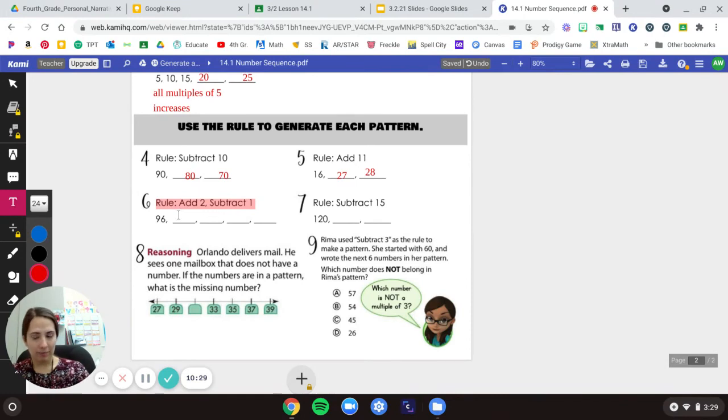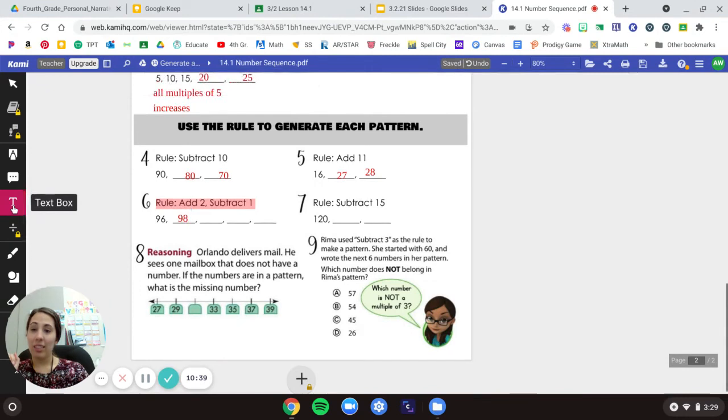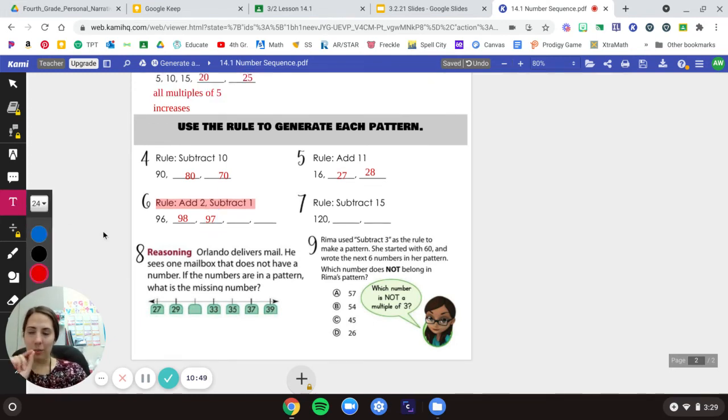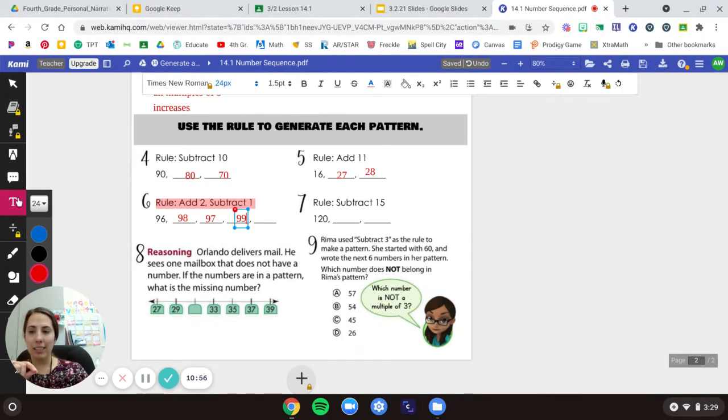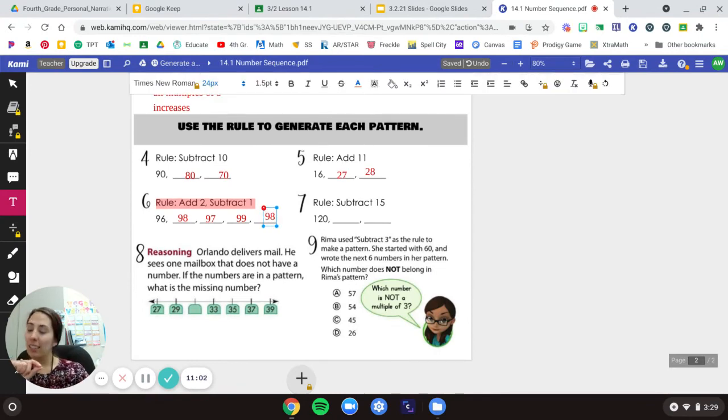Now, this one is a little different. First, it told us to add 2. So we do 96, and we add 2 to make 98 for our first number. Now we look at that subtract 1. 98 minus 1 is 97. Pause and think if you didn't get it. What should our next number be? We're going to add 2 again, so we should be at 99. And how do we figure out our last one? We're going to subtract 1 to make 98. Good. It's kind of like if I say square circle, right? Square, circle, square, circle, square. I would want to add 2, subtract 1, add 2, subtract 1. And I keep that pattern going.